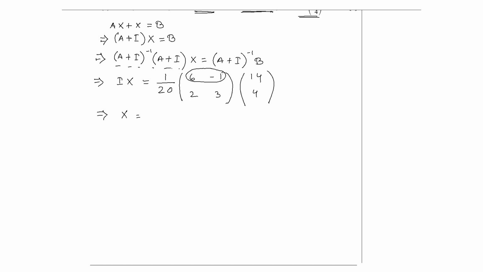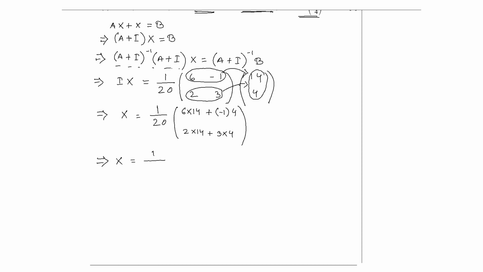On the right hand side it will be 1 over 20. Then the first row of the first matrix, that is 6, minus 1, will be multiplied with the column of the second matrix, that is 14, 4. So we can write 6 times 14 plus minus 1 times 4. Now the second row of the first matrix, that is 2, 3, will be multiplied by 14, 4. So in the second row of this resultant matrix, it will be 2 times 14 plus 3 times 4. Now if we do the simple arithmetic calculation, we can write 1 over 20 times 80, 40.